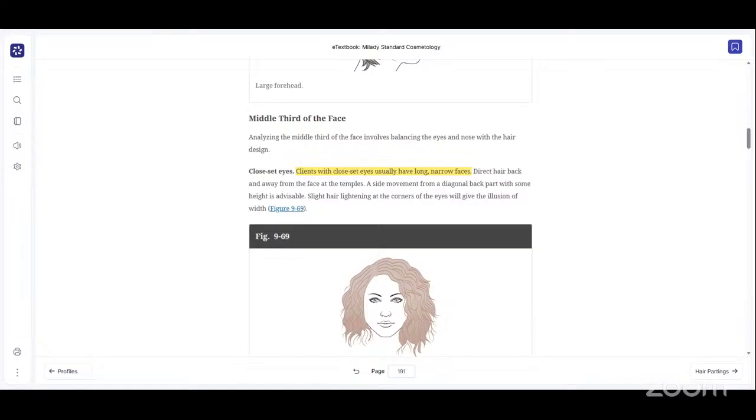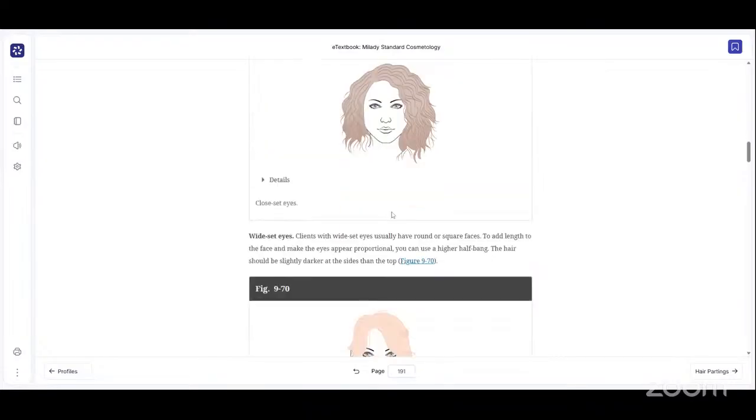Slight hair lightening at the corners of the eyes would give the illusion of width. All right. And so adding some highlights on the side or the temporal area will give you the illusion of width.